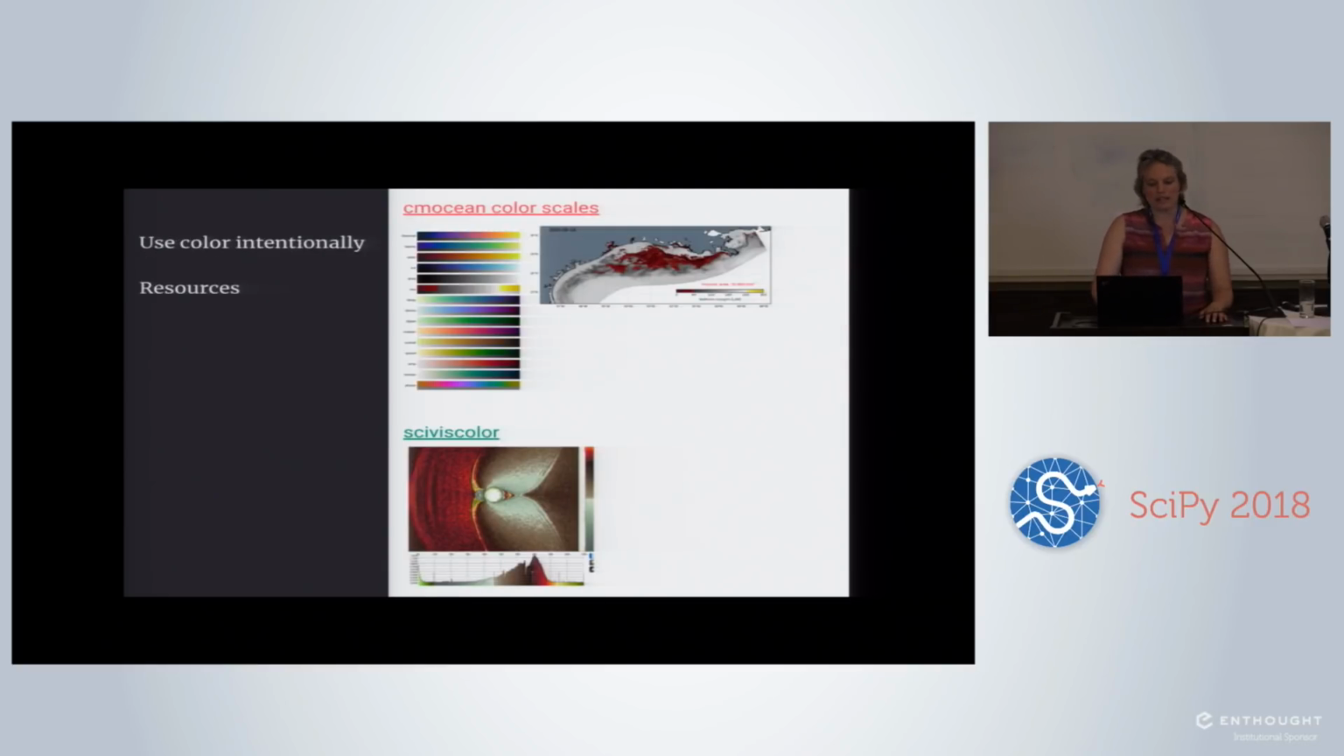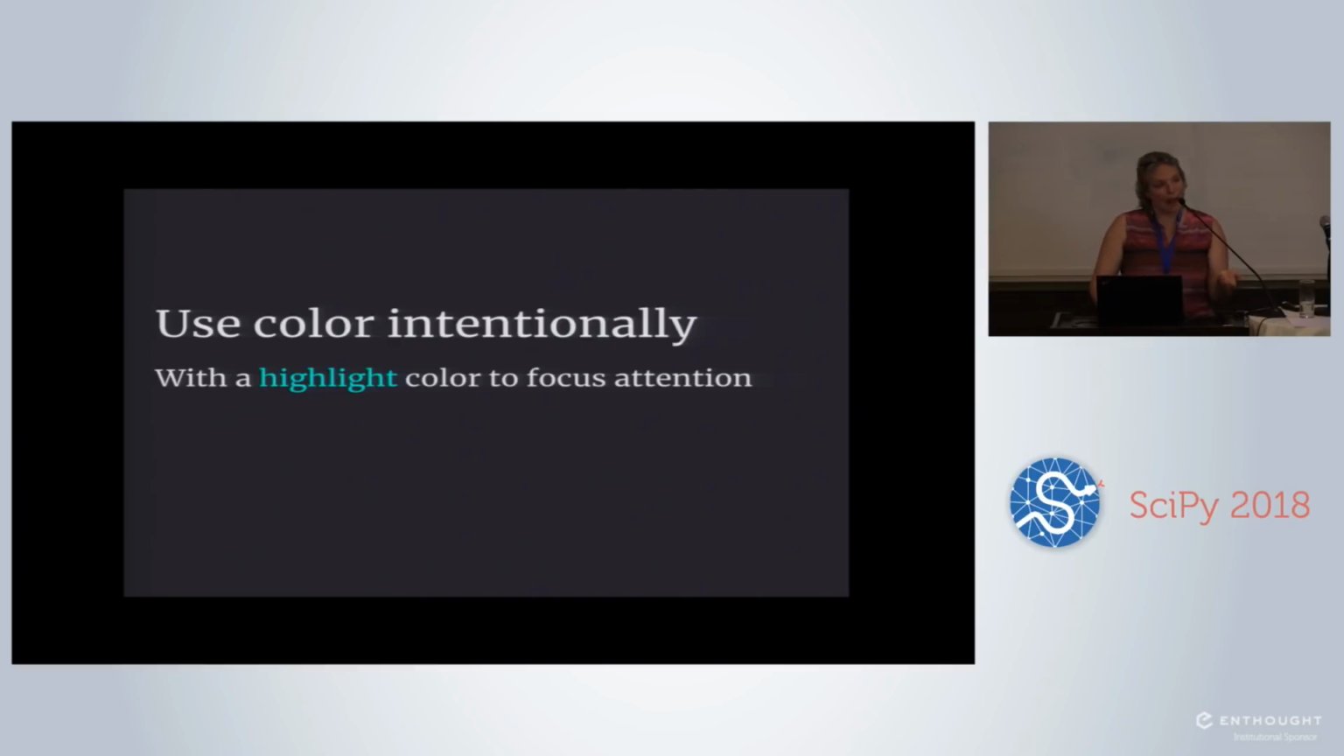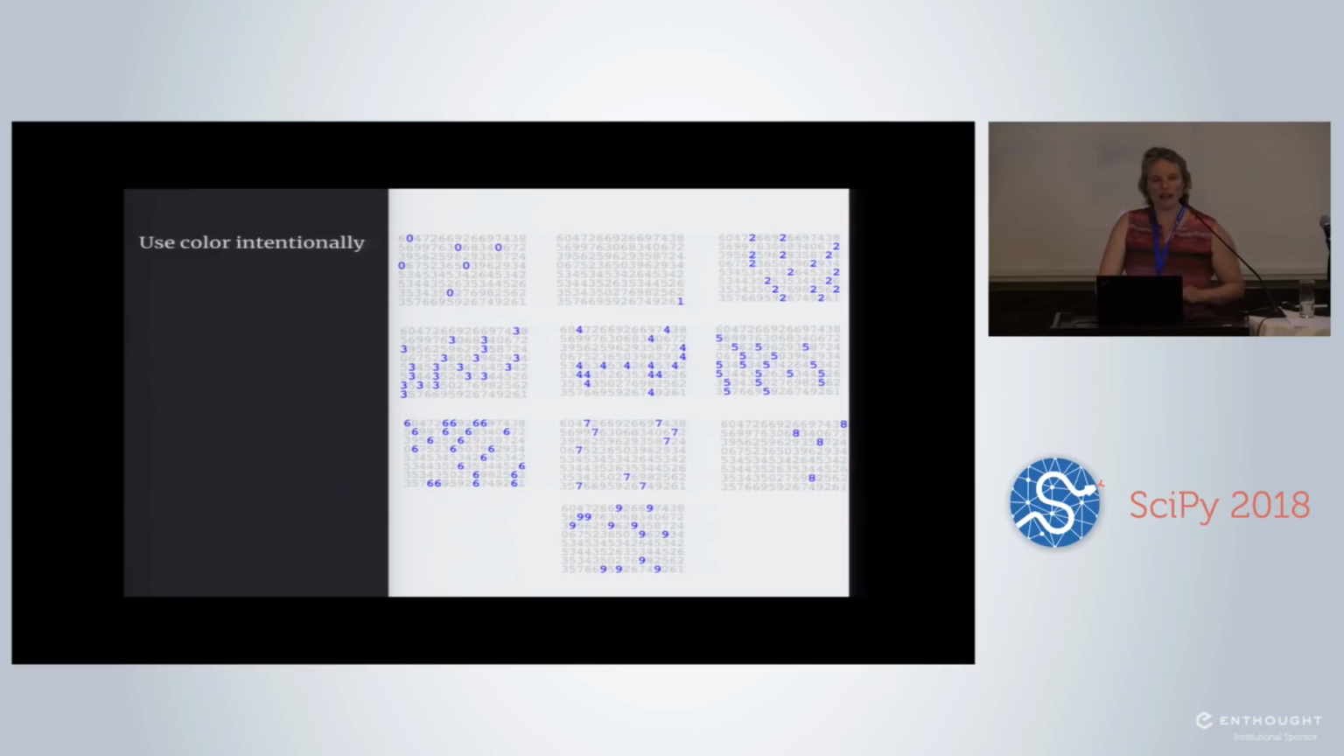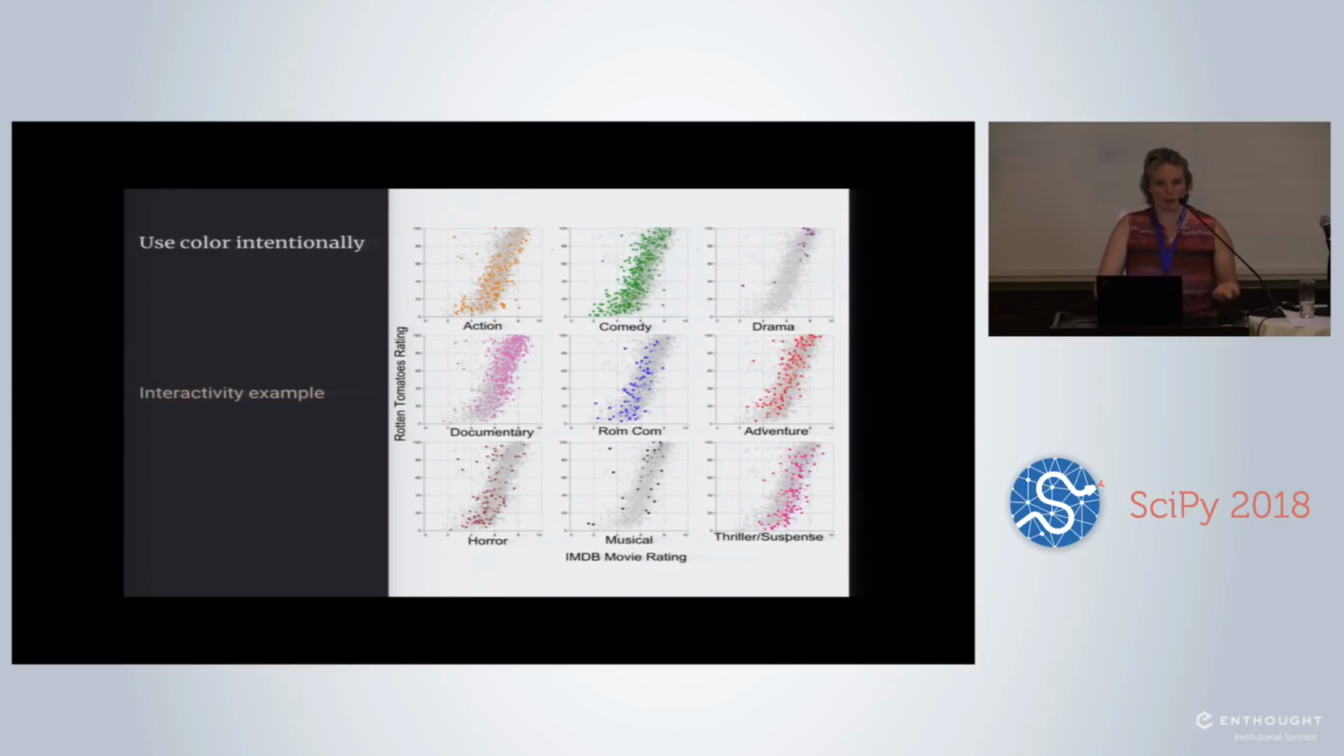A few resources, CM Ocean Color Scales and SciVis Color, can help with this and be inspirational. We can also use a highlight color to focus attention. Like we saw in this example, we can use that for scatter plots, for example. Looking at all different types of movies in the background, every single point is on every single one of these graphs, but we highlight different types of movies in different graphs.